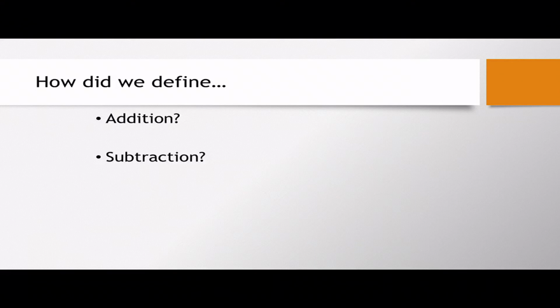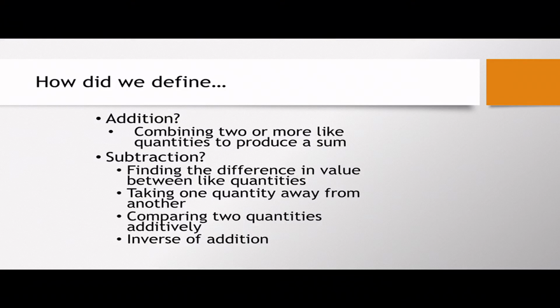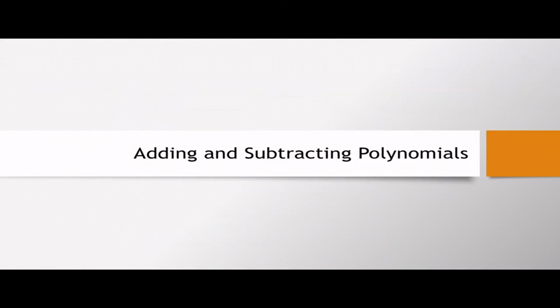First of all, how do we define addition? Addition is combining like objects to produce a sum. Subtraction is takeaway, finding the difference, taking one quantity away and comparing two quantities additively. It's also the inverse of addition. So we're just going to focus on takeaway for our lesson here. We're going to add and subtract polynomials.